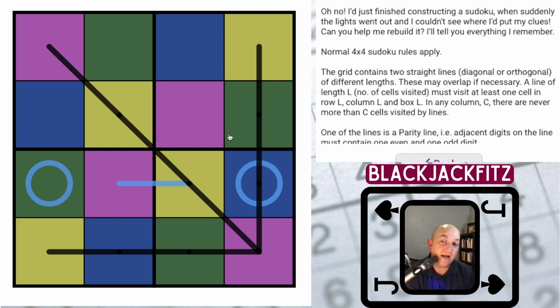If it's a length 4 line, it doesn't have to hit box 2 and column 2. It needs to hit box 4 and column 4. So silly. So silly. But what does a length 4 parity line do for us?